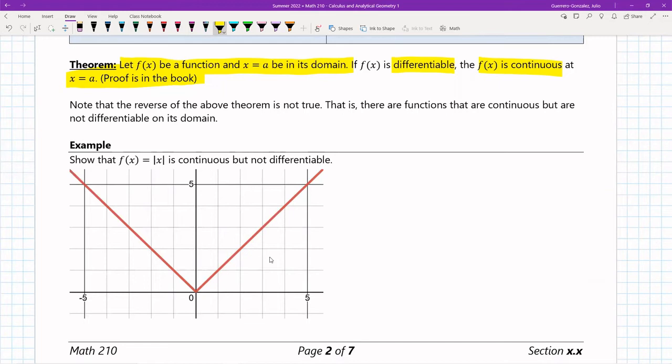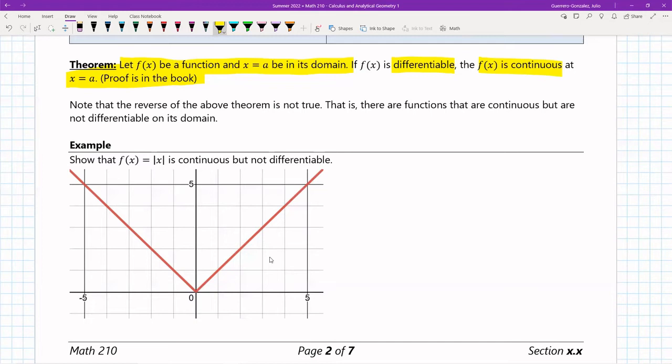I'm pretty sure some of you are thinking, if I have a continuous function, then I should be able to take the derivative of it. And that is not the case. And that's the example that I'm going to show right now. So let's take the function absolute value. We can see that it is continuous.